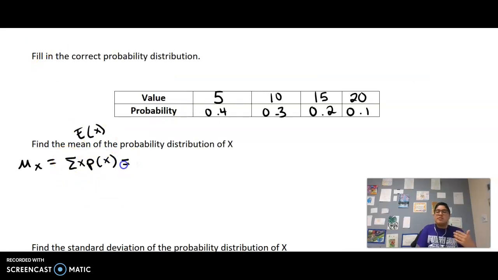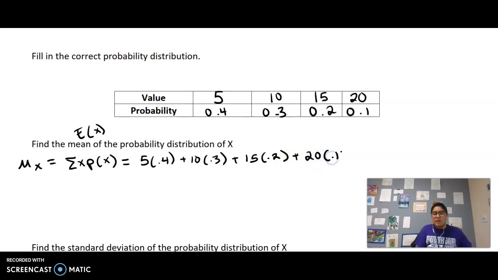Now I'm going to show some substitution. So that's going to look like 5 times 0.4 plus 10 times 0.3 plus 15 times 0.2 plus 20 times 0.1. And if I were to type these values into a calculator, I would get the mean of this distribution. Alrighty, and we are back with that. So after I compute these values in a calculator, I get that my mean is going to be about 10. So I would say in the long run average, x should be expected to be about 10.